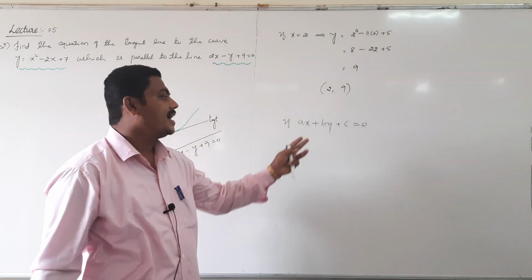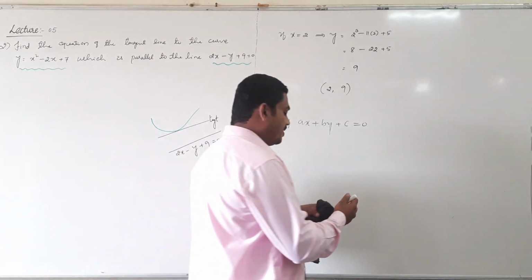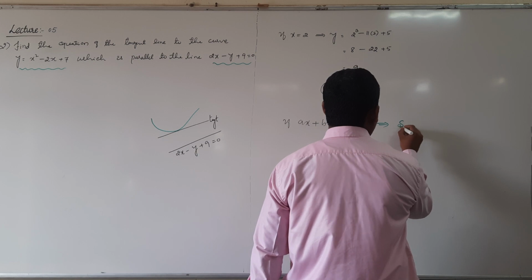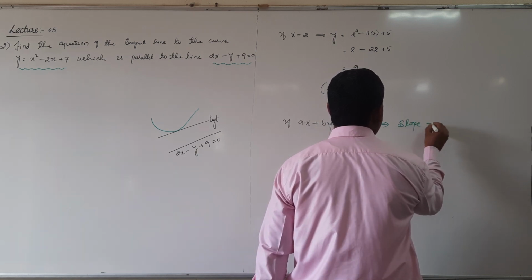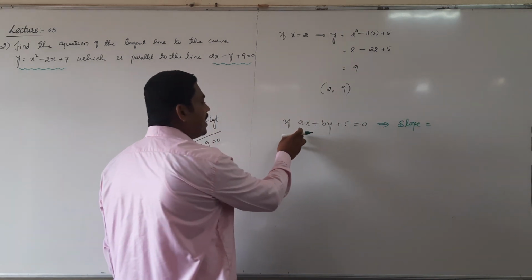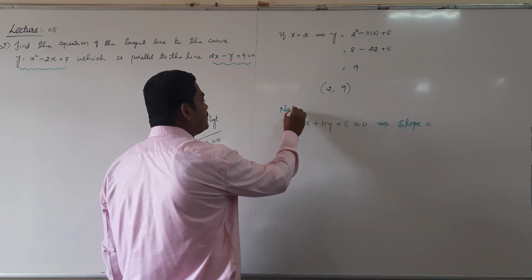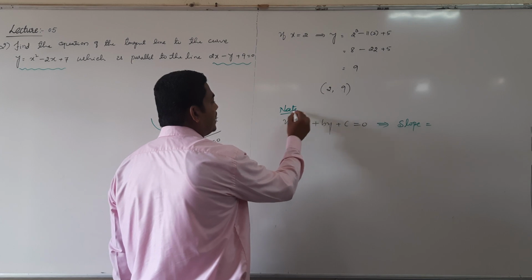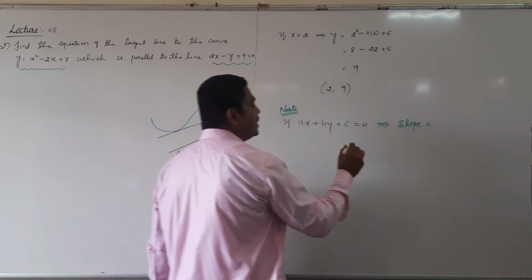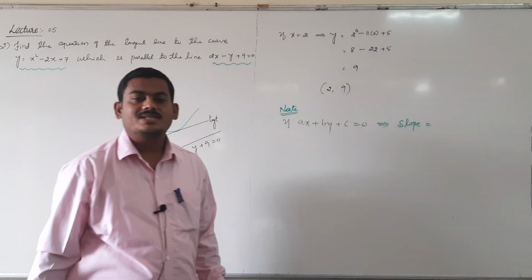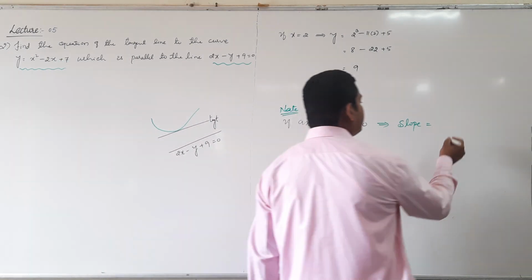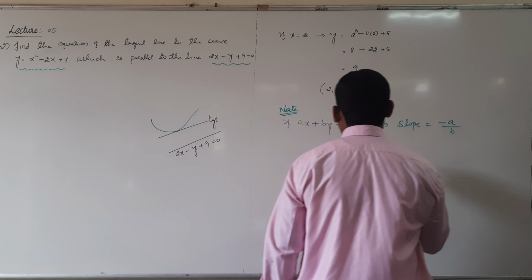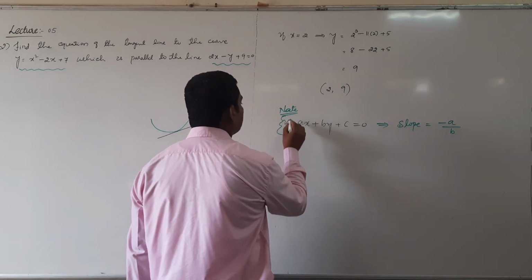If ax plus by plus c equal to 0, then what is its slope? Slope of the line ax plus by plus c equal to 0. Take this as a note. Slope is equal to, what is the slope of this line? Slope of this line is minus a divided by b, right?